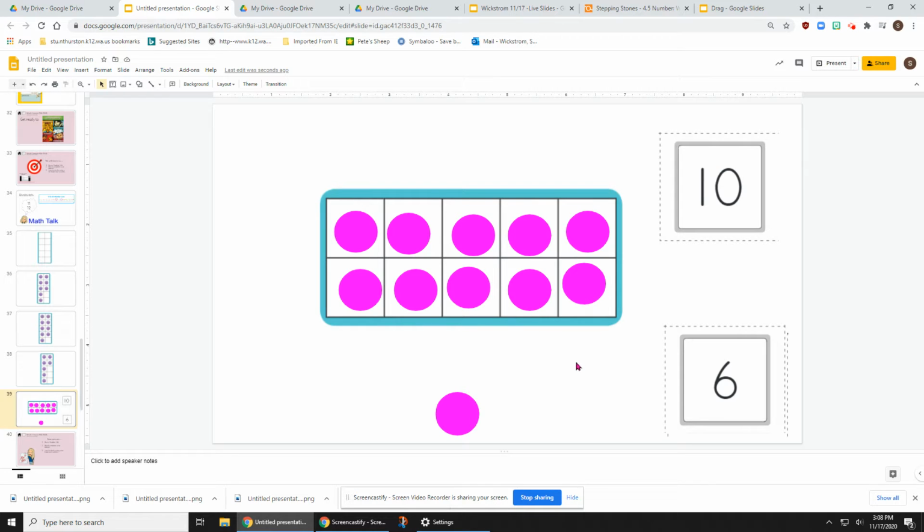And the last thing I want to point out is that, did you notice that this 10 frame is on its side, and the one on top was going up and down, and this one is going this way. So you can face your 10 frame either way. It's still a 10 frame.